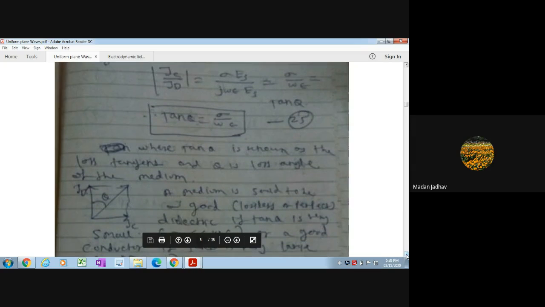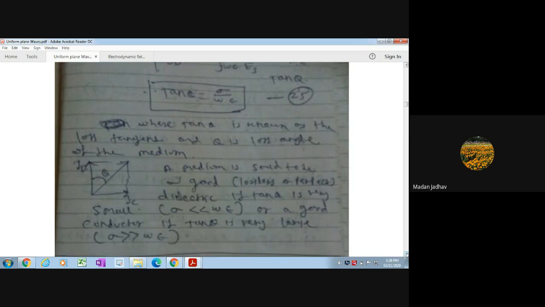Here tan theta is called the loss tangent, and theta is called the loss angle of the medium. The medium is said to be good, lossless or perfect dielectric if tan theta is very small. When the loss tangent is very small, then we say that the medium is good or perfect. For the perfect dielectric, the loss tangent is very small, and sigma is far less than omega into epsilon. When the conductivity sigma of that medium is such that the dielectric losses are very less, it means sigma is far less than omega into epsilon. At that time, we say that the medium is perfect.